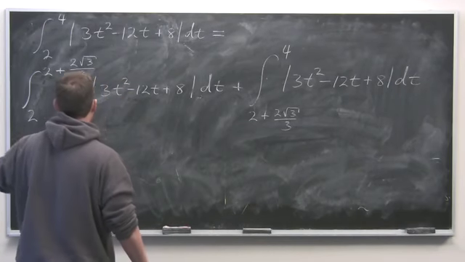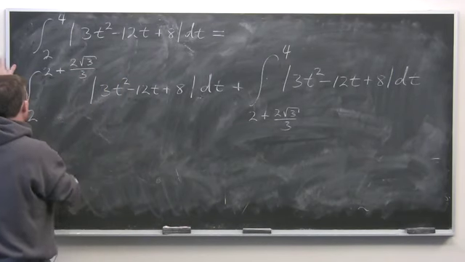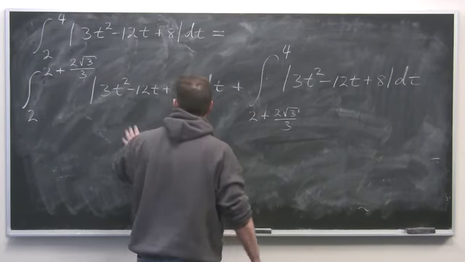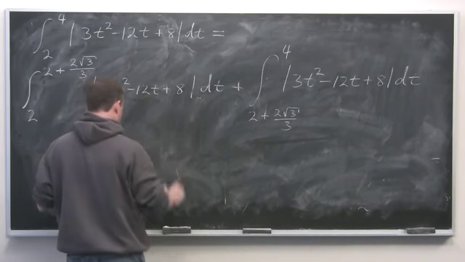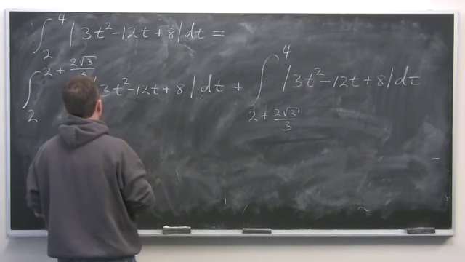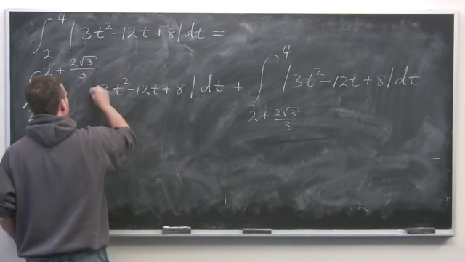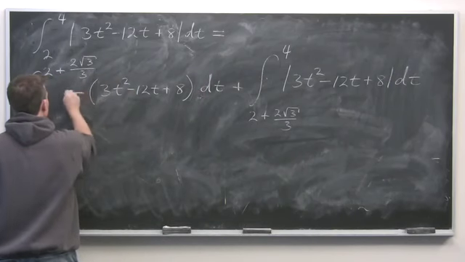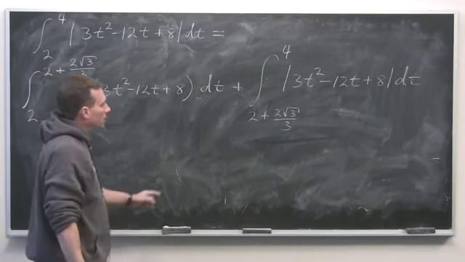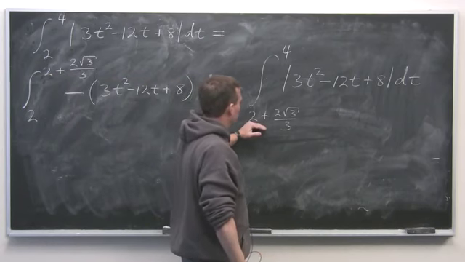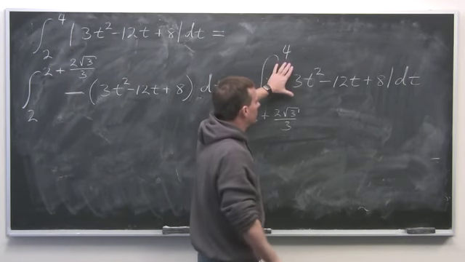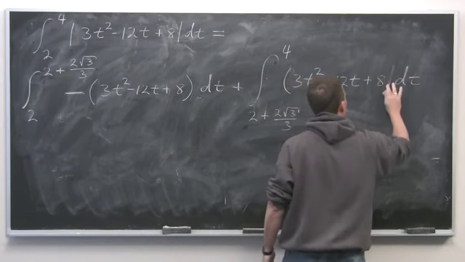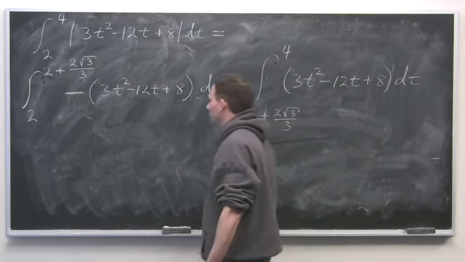But what happens? On this interval, now that it's split up like this, on the interval from 2 to 2 plus 2 times square root of 3 over 3, we saw that the quantity in between the absolute value signs was negative. That means that its absolute value is negative this. And between 2 plus 2 times square root of 3 over 3 and 4, we saw that the quantity in the absolute value signs is positive, but that means it's its own absolute value. And so we don't need those.